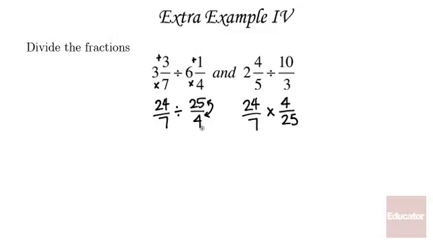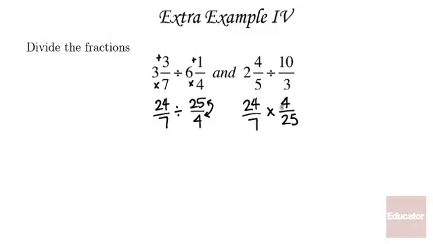Make sure you flip the second one and not the first one. If you flip the first one, you're going to get the wrong answer. So it's 24 over 7 times 4 over 25. And you're going to see if you can multiply or you can cancel any of these numbers out. Make sure that one number is the numerator and another number is in the denominator position.